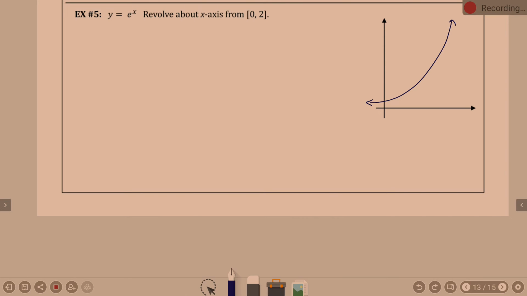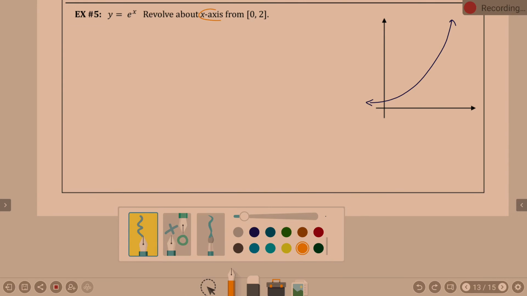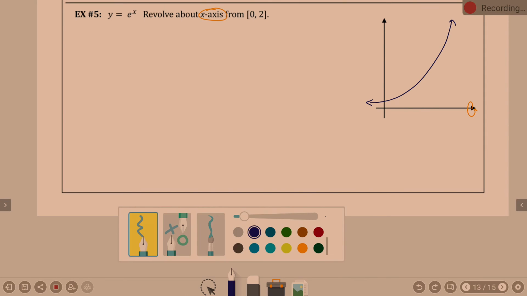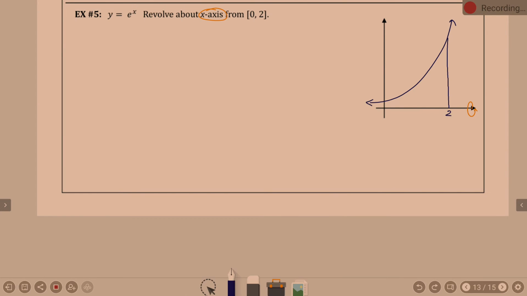On the interval from 0 to 2, it did specifically say about the x-axis, right? So we're working in the x-axis here. If it's saying from 0 to 2, that's what I tend to do. So I go to 2 and I'm drawing that line, because essentially it's the line x equals 2 that is blocking it off.